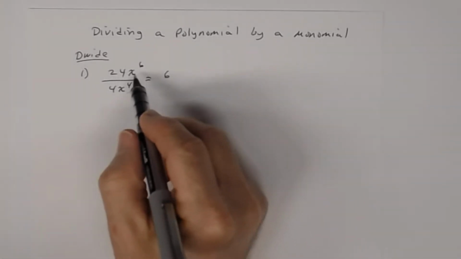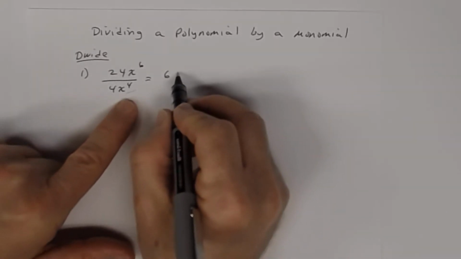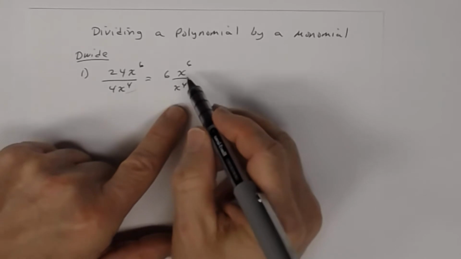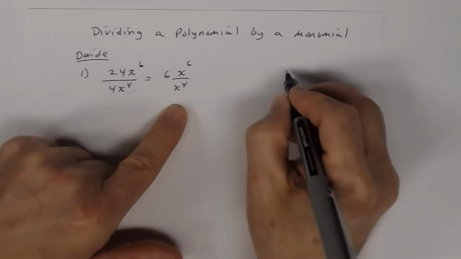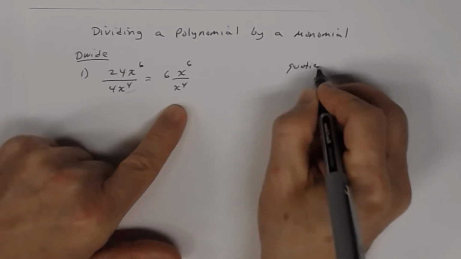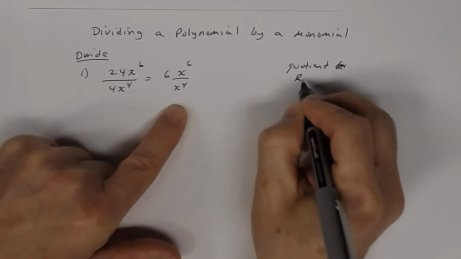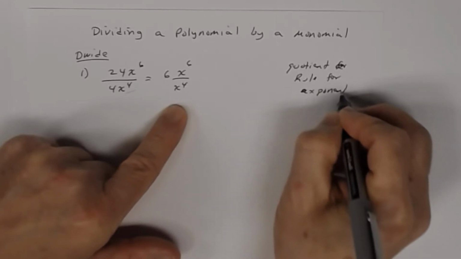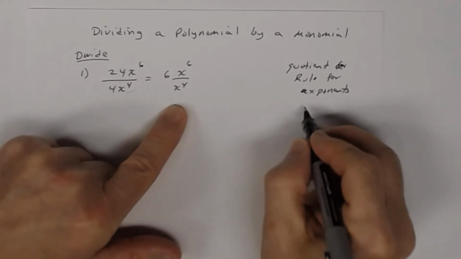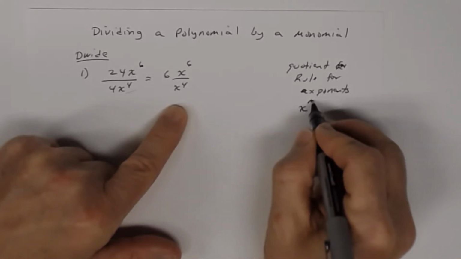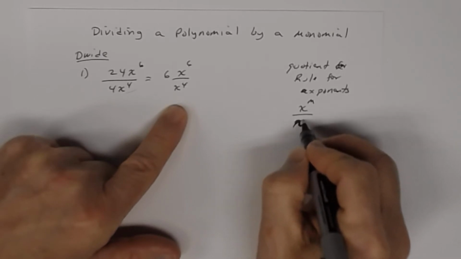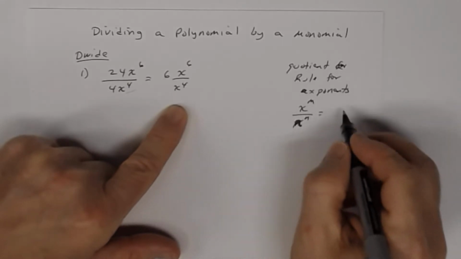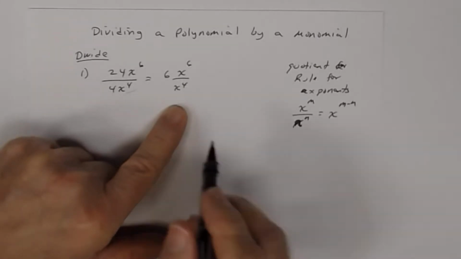Now, for this part here, I'm going to write this as you would think about it. You're saying x to the 6th divided by x to the 4th. What I want you to notice is that in a previous course, you learned the quotient rule for exponents. It said, if you have x to the m power divided by x to the n power, then when you divide like bases, you subtract exponents. So this becomes x to the m minus n. And that's what we're going to use here.